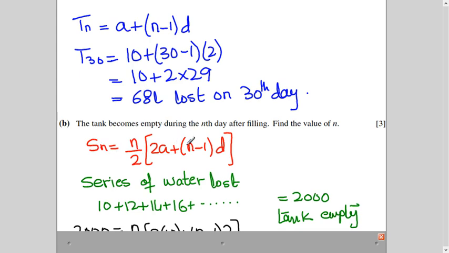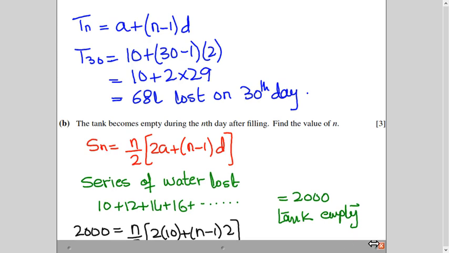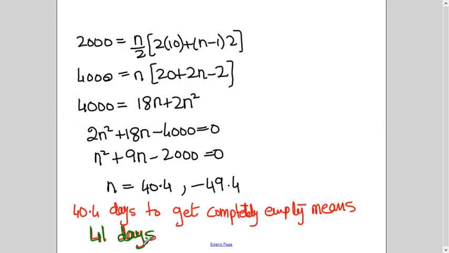The common mistake children make here is writing here 0. No, 0 is tank empty, but how much water is lost? 2000. So that's why in place of sum of n is 2000. So that's why you will write here 2000. This is the trick in this question, or the common sense, I would say. So this will help you to make an equation. A is 10, D is 2, and when you will solve it, you will get n, which means how many days it will take to get it empty.